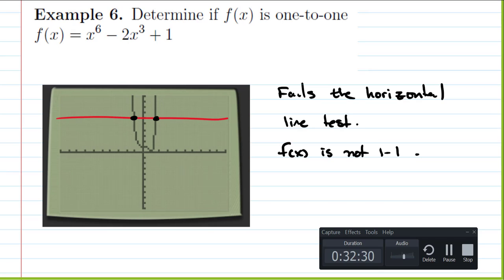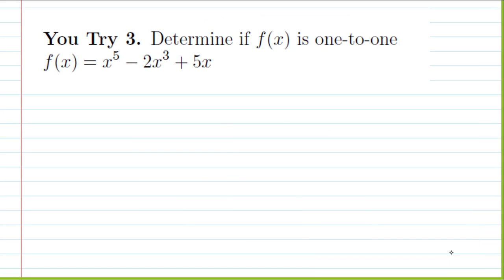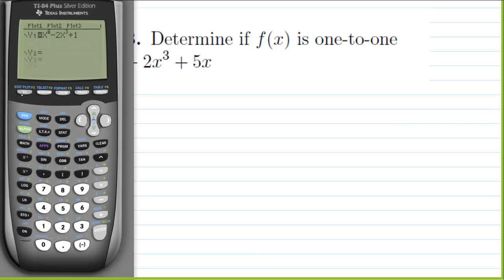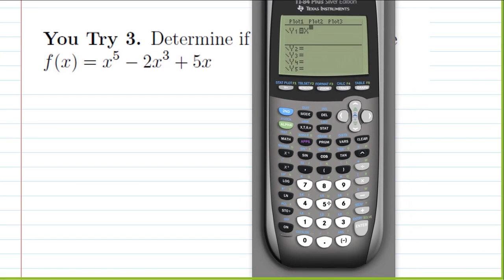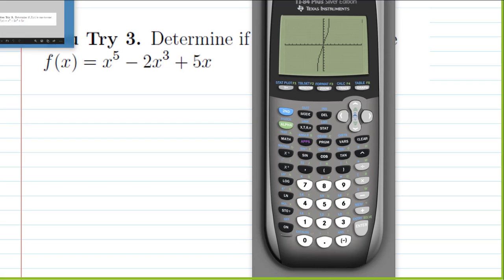All right, so let's go ahead and resolve this. So we grab our graphing device, put it in, so we end up with x to the 5th minus 2x cubed, oh, missing a minus sign, plus 5x. So I draw a picture, and I get a graph that looks something like this.